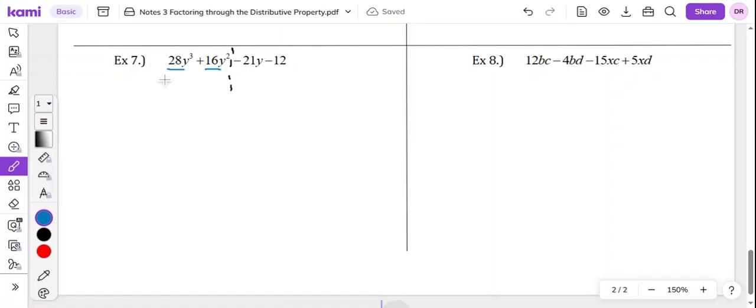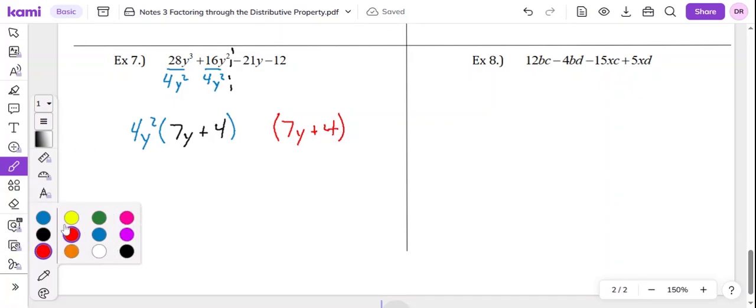28 and 16, walk through and you'll find that they are both divisible by 4, and they both have y squared in common, the smaller of the two exponents. So if we divide 4y squared from each part, we'll be left with 7y plus 4. Here's what we need to happen in the next case. We know that we want to get a 7y plus 4.